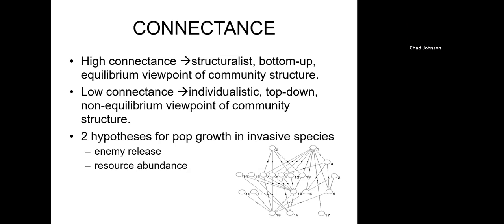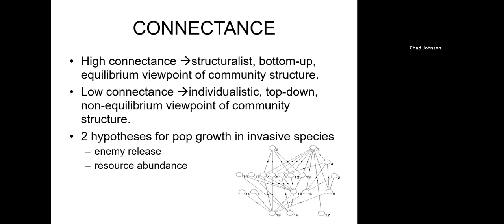That would be a great exam 3 question. Which of these are kind of synonyms for each other? Equilibrium, bottom-up, resource-based versus individualistic, top-down, non-equilibrium. Lottery hypothesis for community structure was one. Enemy release and resource abundance. These aren't synonyms, but they're all terms that are related to each other. So resource abundance, you hear, and hopefully you think bottom up.